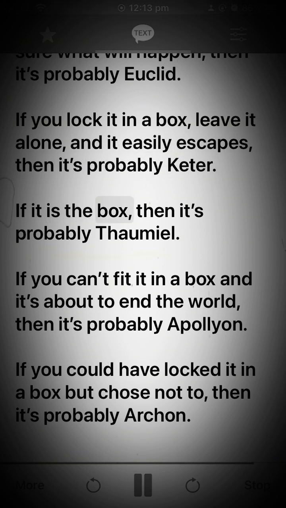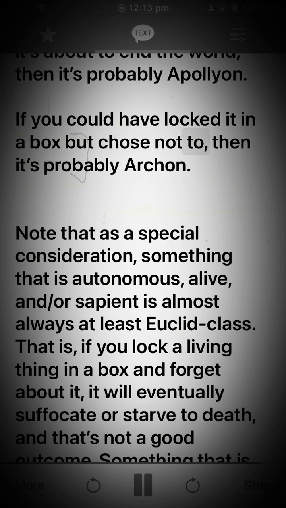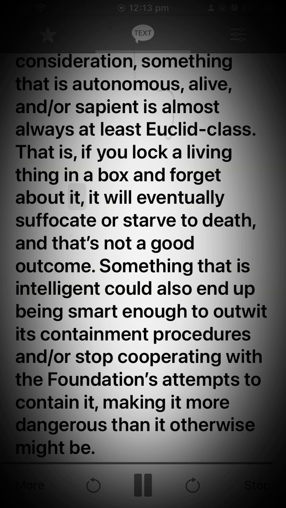If it is the box, then it's probably Thaumiel. If you can't fit it in a box and it's about to end the world, then it's probably Apollyon. If you could have locked it in a box but chose not to, then it's probably Archon. Note that as a special consideration, something that is autonomous, alive, and/or sapient is almost always at least Euclid class. That is, if you lock a living thing in a box and forget about it, it will eventually suffocate or starve to death, and that's not a good outcome.